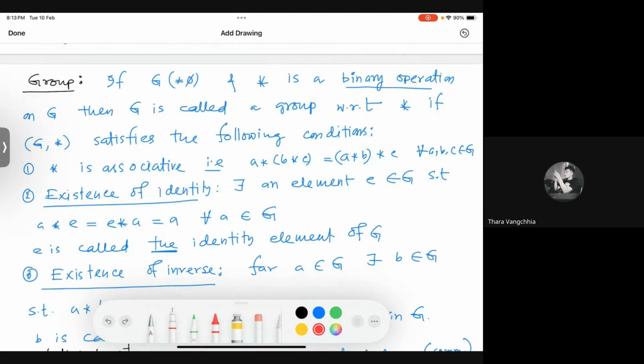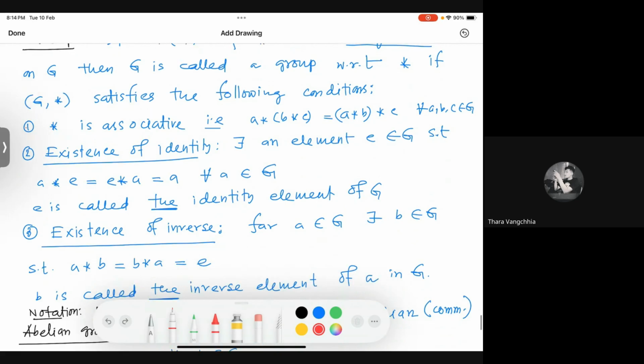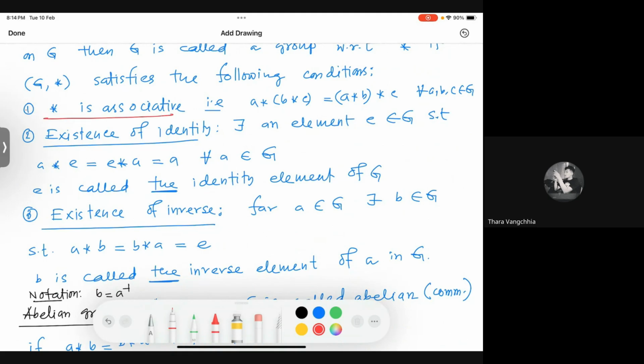Now, this is the definition of group. For a group, we need a non-empty set and we need a binary operation, which makes it an algebraic structure. If this structure satisfies these three properties, then I will say (G, star) is a group: if this star is associative, if it has identity, and if it has inverse.